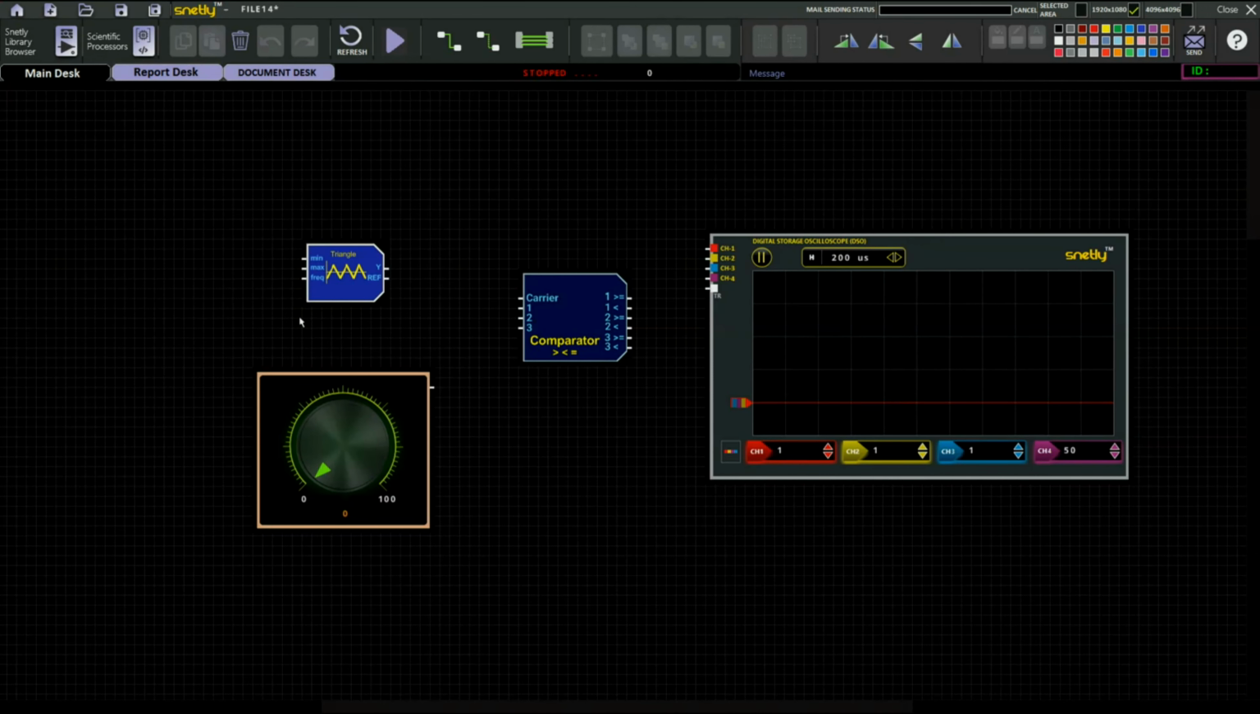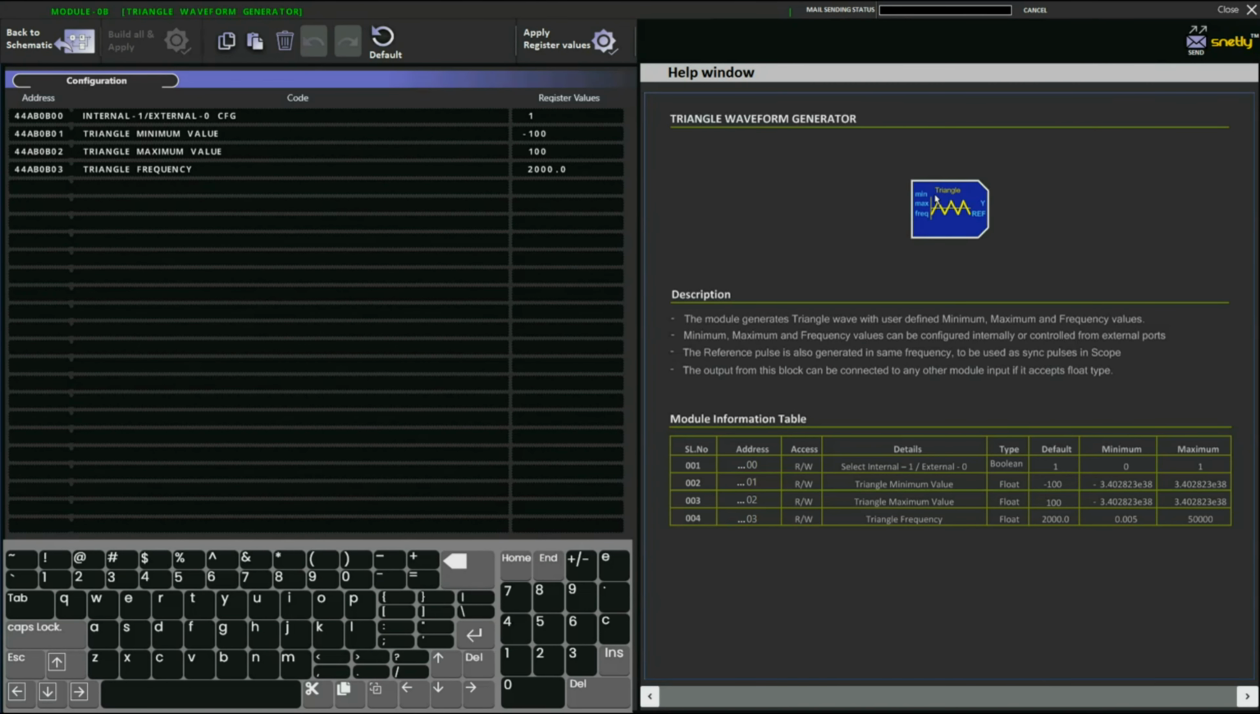Based on the technical explanation, let us now configure the block and connect the pins. Right click over the block. Here I am going to use the triangle as an internal control. For internal control, I need to assign my register value as 1. For the triangle, I am going to keep the minimum value 0 and maximum value 1, and your triangle frequency 2 kHz. Apply the register value, then back to schematic.